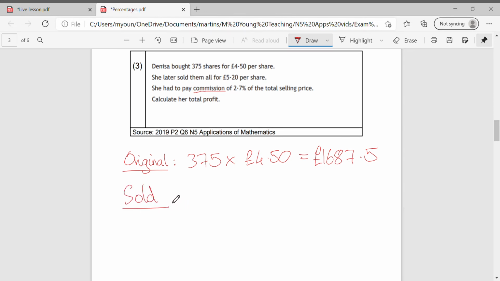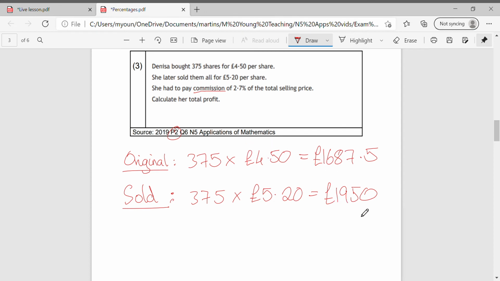But remember, when she sells them, she has to pay commission, so 2.7% is going to be removed. Right, so first of all, still 375 shares, but this time she sold them for £5.20. So let's work out how much she actually sold them for. 375 times £5.20 is 1,950. Okay, nice and easy when it's a calculator paper. We can just use our calculator, making sure we're getting these sums correct.